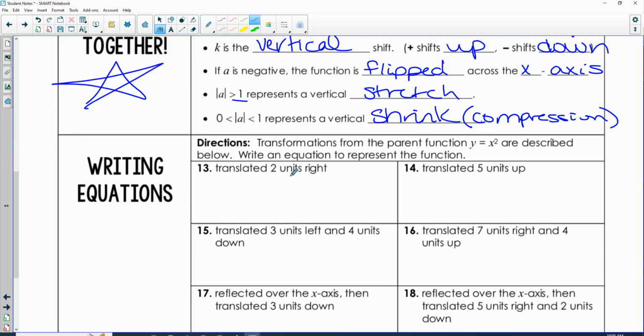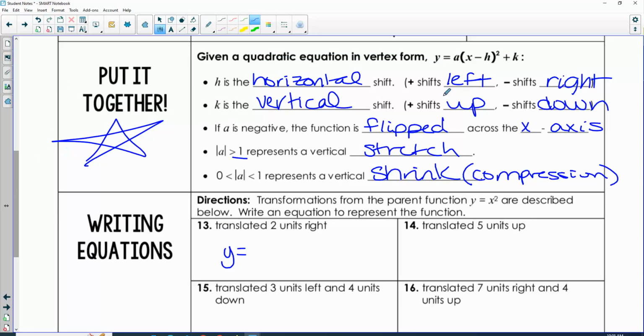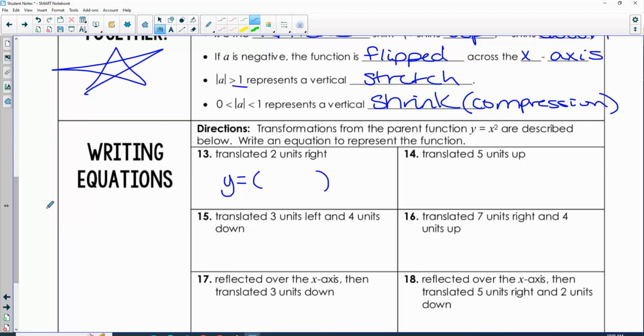So number 13. If I want to move something, we're going to write an equation. 2 units to the right. Okay, if it's left and right, it has to be attached to the x, because you're moving the x value of your vertex, left or right. So that means it's on the inside. I always tell people, if you add to x, go left. If you add to the y, it will go high. So just a little trick to help you remember.